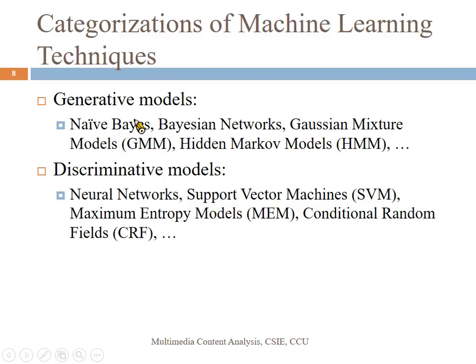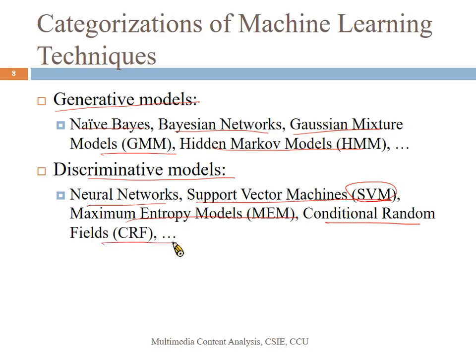And there are many technologies belonging to the generative model, like naive Bayesian network, Gaussian mixture model, and hidden Markov model. So we will introduce GMM and HMM later. And for the discriminative model, we have neural network, support vector machine (SVM), maximum entropy model, conditional random field, and so on. And we will introduce SVM later.